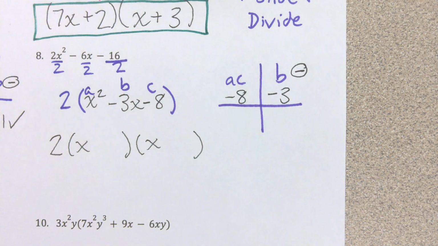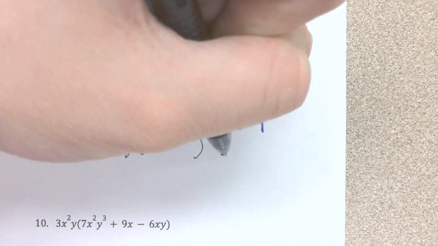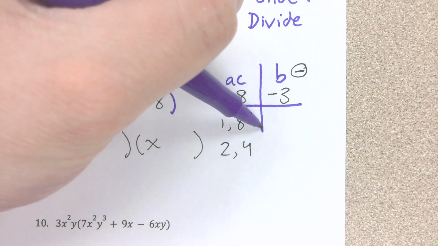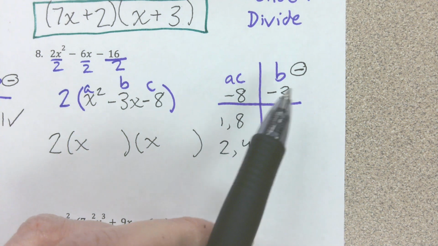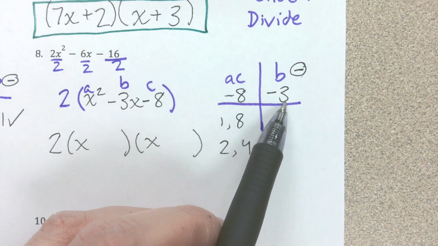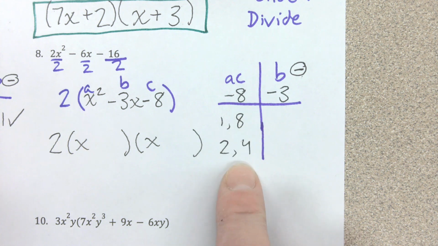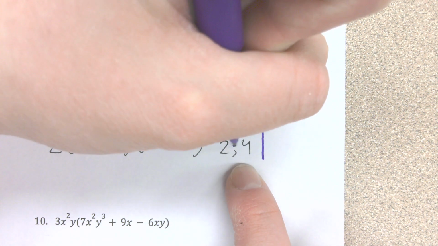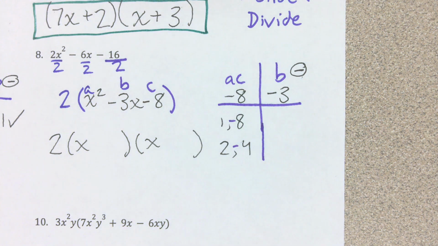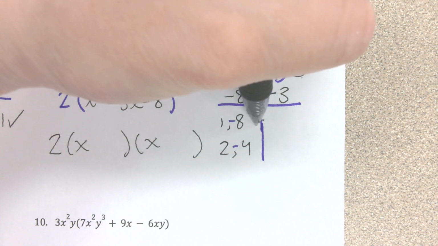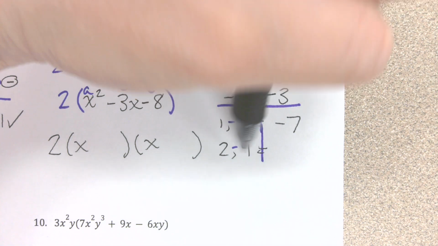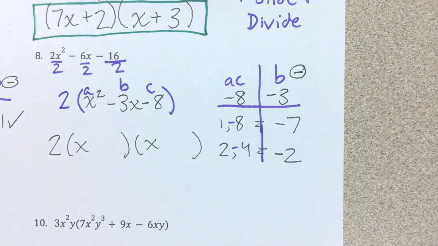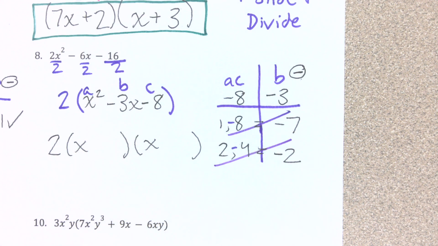8 has 2 pairs of factors, 1 and 8, and 2 and 4. So if it's going to work, it's going to be one of these 2 pairs. We're going to subtract, and we need a negative answer. So that means the larger number in each pairing must be negative. That's how we get negative answers. 1 minus 8, that's negative 7, not what we're looking for. 2 minus 4, that's negative 2, also not what we're looking for. Those are my only options.